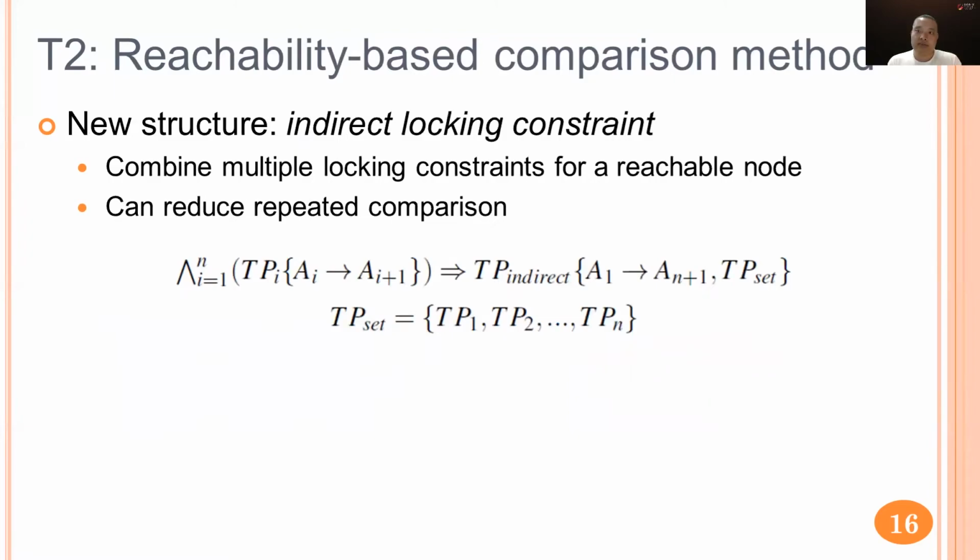Based on this idea, we introduce a new structure named indirect locking constraint. It combines multiple locking constraints for a reachable node. The definition is shown in the equation.